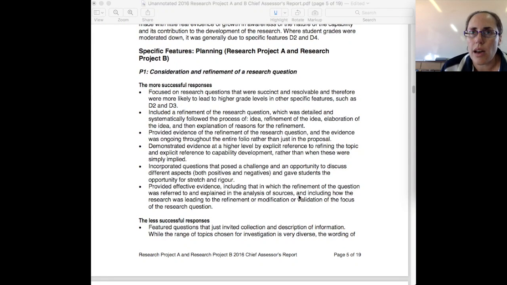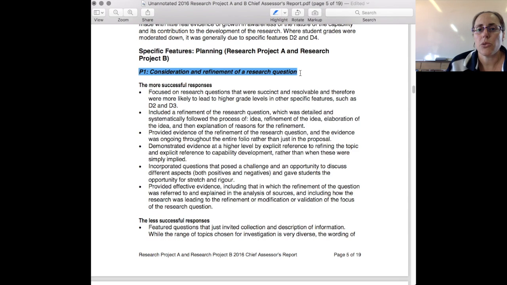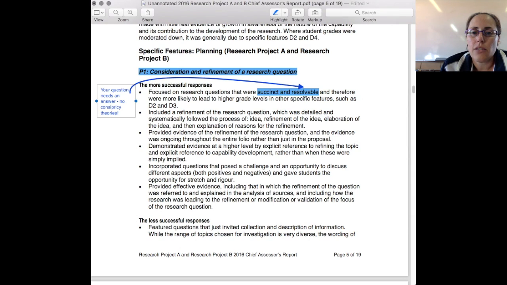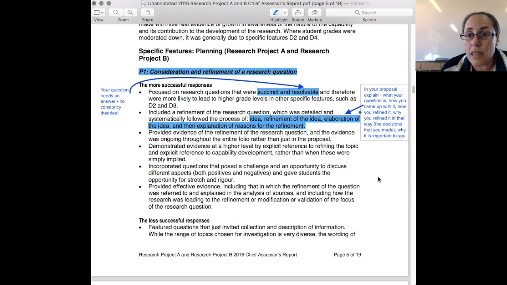All right, so if we're looking at first of all the performance standard that's being marked, if you go down to the fourth page of the Chief Assessor's report, what you'll find first of all is P1, consideration and refinement of a research question. What you need to make sure is that your question is actually solvable, or resolvable. You actually have to be able to find an answer to your question. If you can't, you're not going to be all that successful. Make sure there are no conspiracy theories. Second of all, make sure that you explain how you have refined your question. So talk through the graphic organizer. Talk about the decisions that you made when you refined this. Remember, this is normally marked in the proposal, therefore make sure that you're talking about it, showing them your understanding.